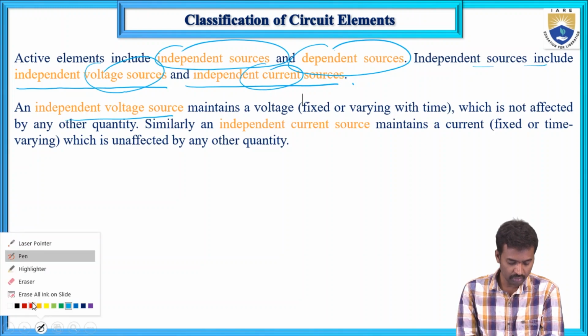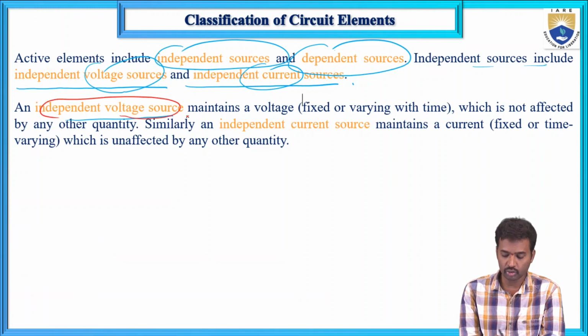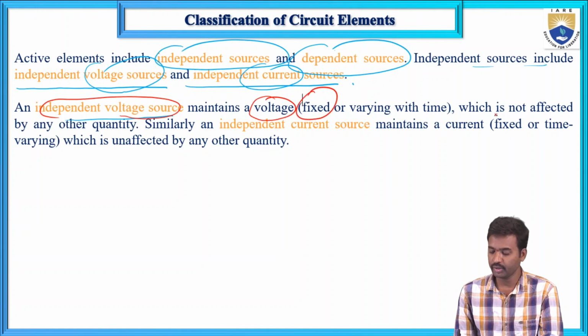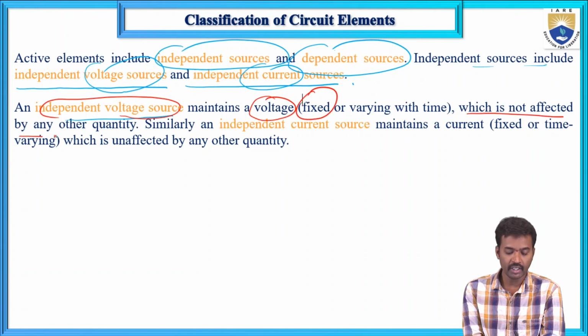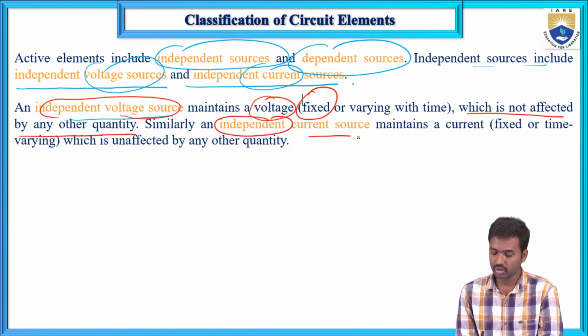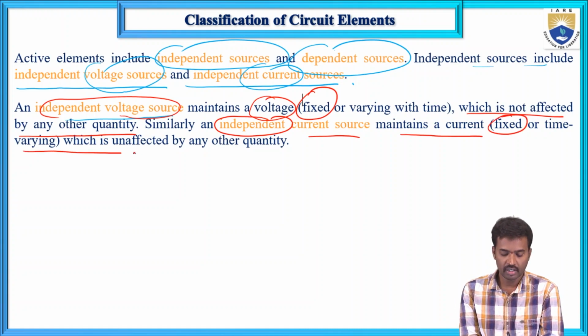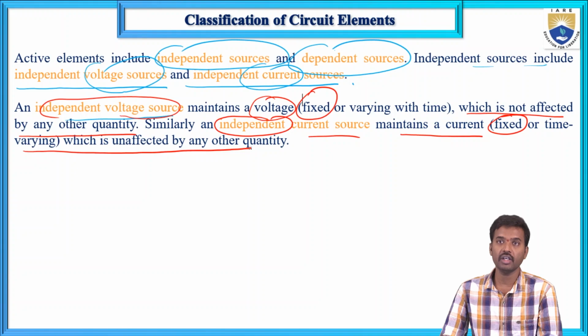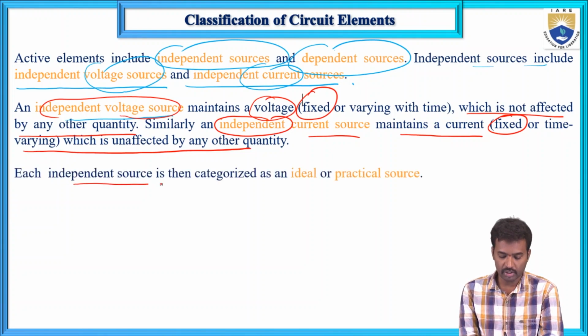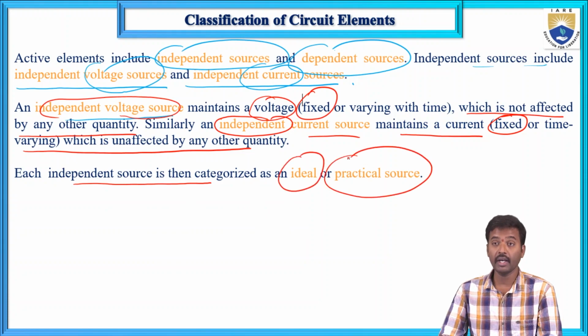Now here, the independent voltage source maintains a constant voltage, that means a fixed value which is not affected by any other quantity. And the independent current source maintains a fixed current, not affected by any other quantity. Now here, each independent source is divided into ideal source and practical source.